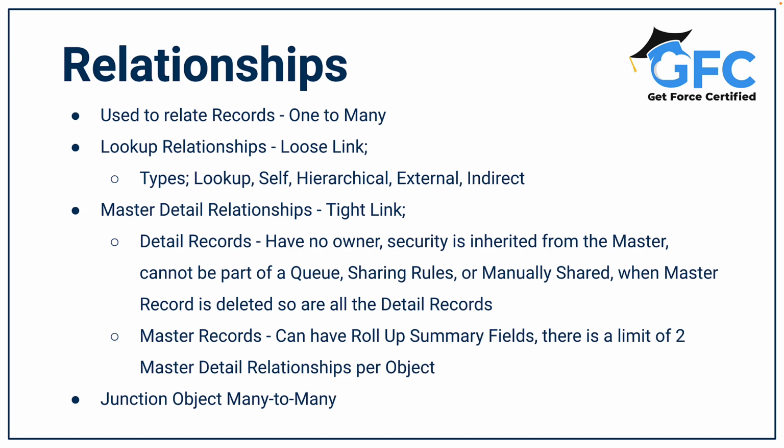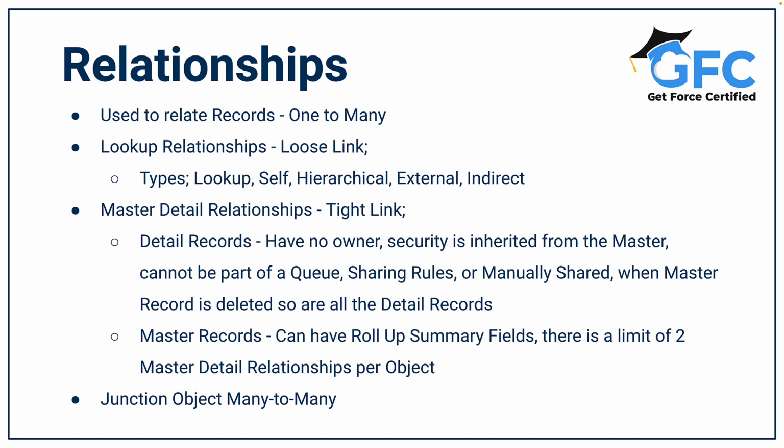You can create many-to-many relationships using junction objects, and a junction object is just a custom object that creates a link between two other objects, and this is done through creating two master detail relationships on the junction object. A great example of this is jobs and applications. Imagine you run a recruitment company and you have a number of jobs that candidates are applying for. You would have multiple job records and multiple candidate records, but you may have a candidate that applies for multiple jobs.